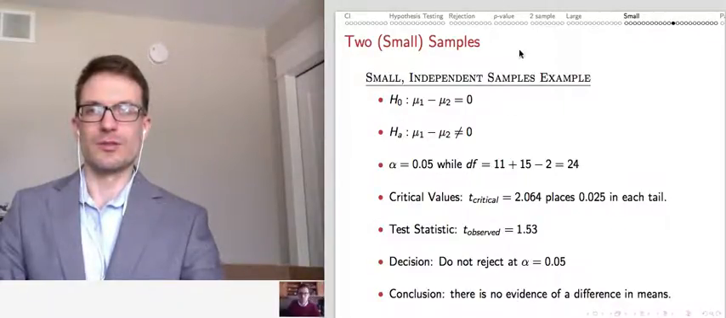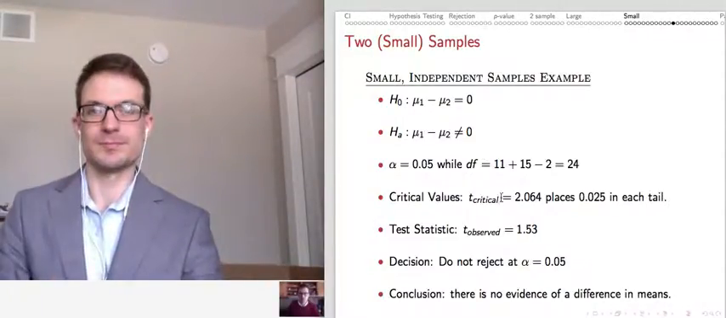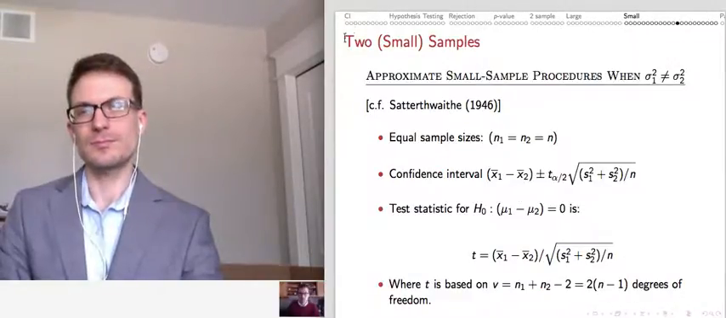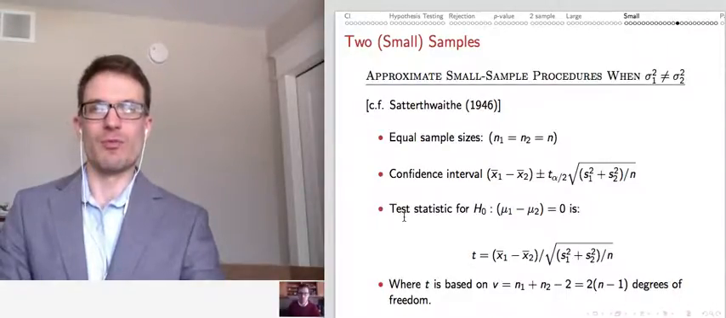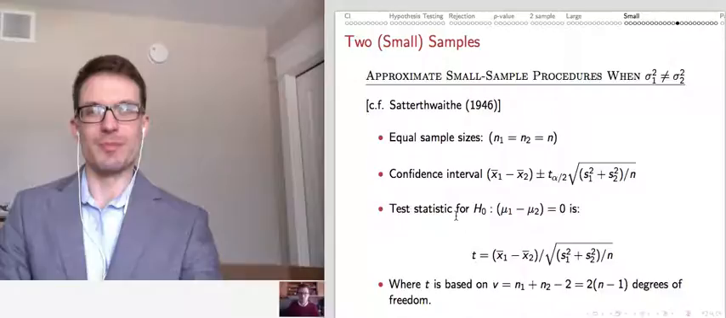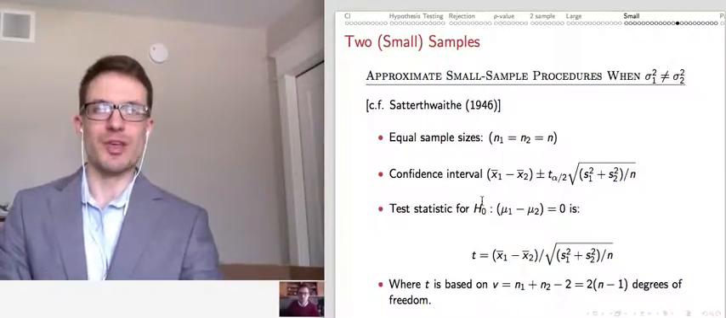All right. So what about when the population variance cannot be assumed to be equal? Then we would need to use the Satterthwaite small sample procedure. So we have one for equal, another for unequal sample sizes. Well, suppose we have equal sample sizes, then our confidence interval looks like this.